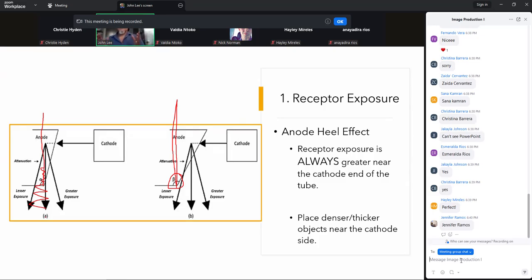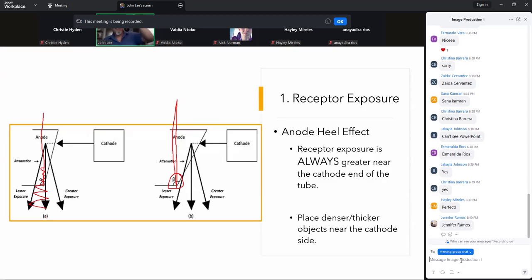Look at your rooms. Whenever you're out in clinic, go look at your rooms. Find where the anode is. Then see where you put the head of the patient. And more than likely, the anode will be positioned at the head end of the patient.